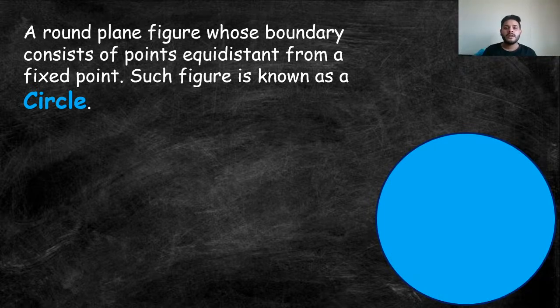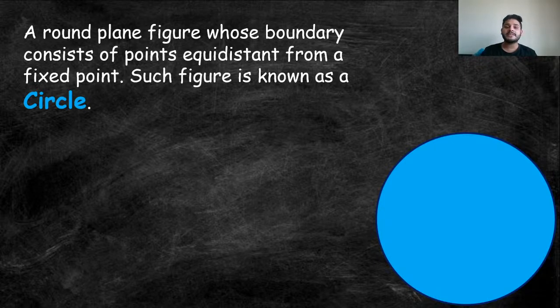So how does a circle appear, what does it look like? When we read the definition given on the screen: a round plane figure. Why a round plane figure? Because it does not have any sharp edges. It is round in shape, one curve. It does not have any straight line on the edges, that is, on the boundary. So a round plane figure whose boundary consists of points equidistant from a fixed point.